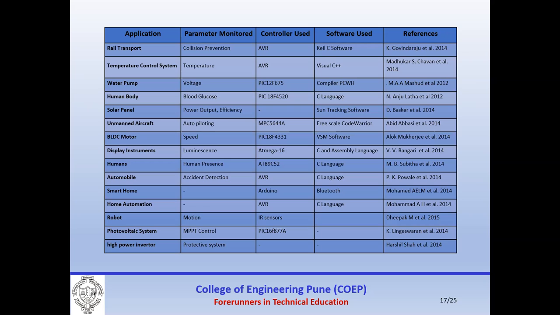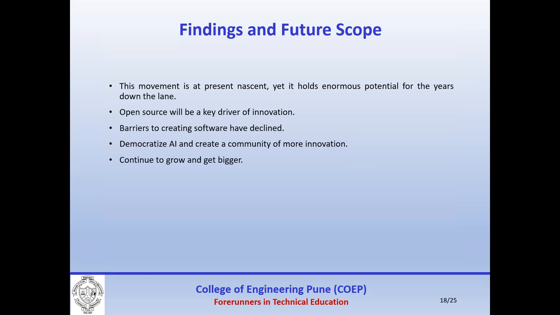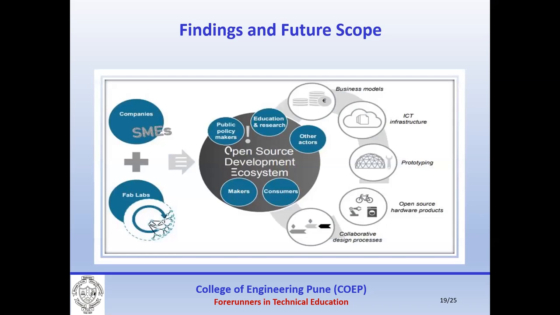Well, though it is nascent and not well reached among researchers today, it holds enormous potential for years to come. For example, tools like TensorFlow have helped to democratize machine learning by making it implementable within an enterprise. And with the advancement of technology, possibilities and opportunities to develop innovative software have only increased. Hence, this movement is bound to grow and get bigger. So you can see the illustration. From this figure, we can see that the products are created by connecting companies and communities in a creative and productive open source development ecosystem, thereby introducing open source hardware as a viable business strategy for the future.